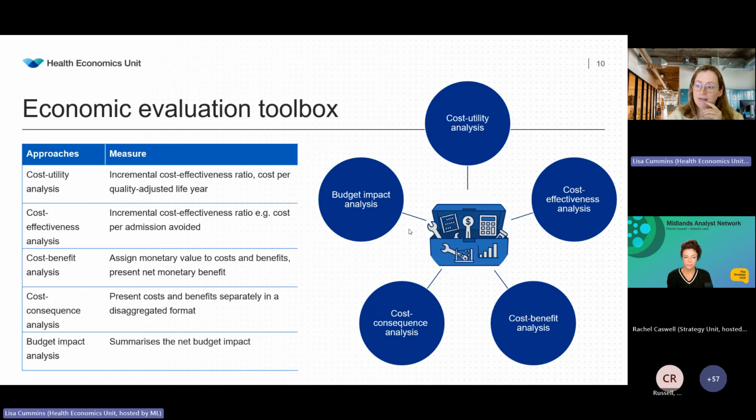And then lastly, we have a budget impact analysis. You would do this type of analysis if you were looking to answer questions around the financial impact of adopting a new intervention or implementing a new model of care. It's just a comparison of costs. It reports the net budget impact.